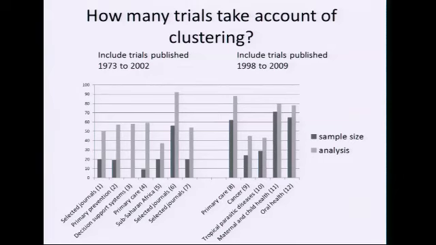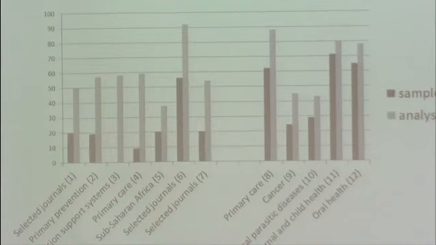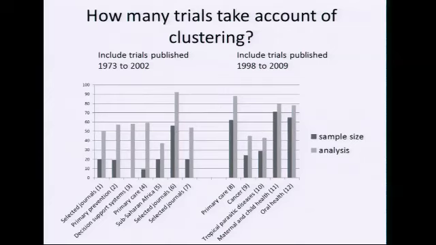I wanted to start off just by having a look at actually how many trials take account of clustering at all. So how many trials use that formula at all. And here on the left-hand side of this slide, you can see a lot of reviews of these trials which were done over some considerable period of time, but the trials included in these reviews were all published between 1973 and 2002.